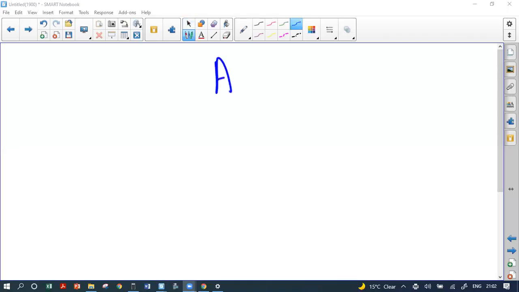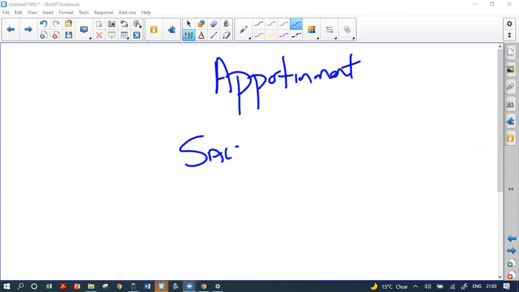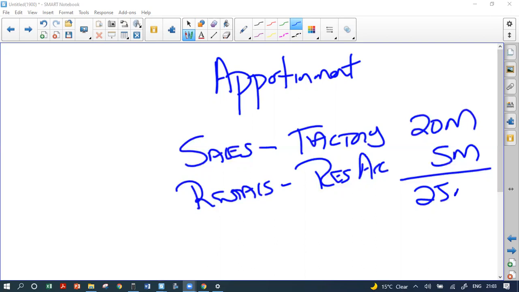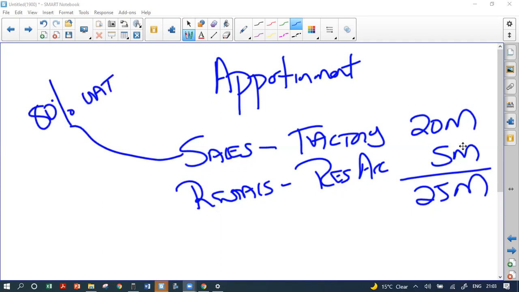Okay, so let's just deal with apportionment now. So what am I talking about with apportionment? I'm talking about an organization that has the following maybe in its income statement. It's got sales, factory, 20 million. And then it's got rentals, residential accommodation. And let's imagine that's 5 million. And what do we know about this? The sales are 80% VATable, because 20 over 25 is 80%. And rentals for residential accommodation, it's 20% exempt.